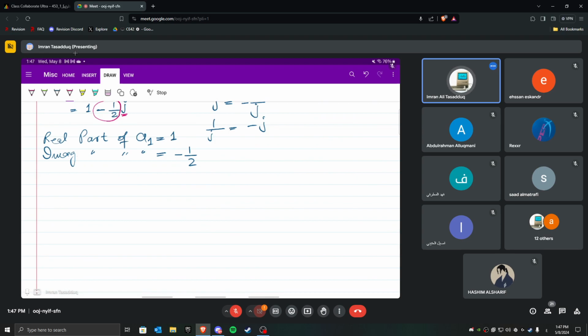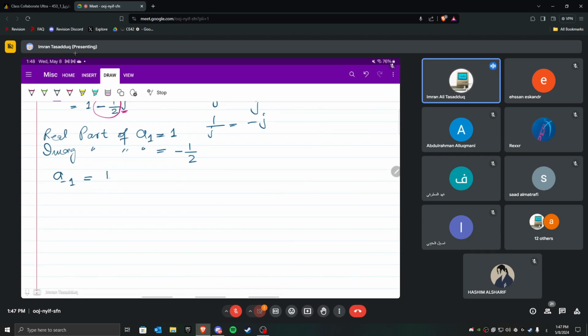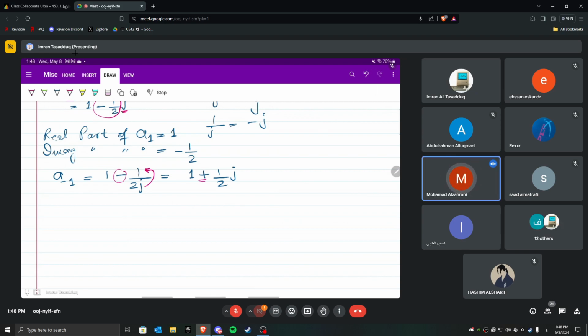Okay. Similarly, we'll do the same thing with the other number, which is A minus 1. A minus 1 is 1 minus 1 over 2j. Now you tell me, what should I do with this? It should be 1 and then plus half j. Why? Because this j moves up, and when it moves up it becomes negative. That negative and this negative become positive. Is it clear? All right. So then A1 and A minus 1 are clear.